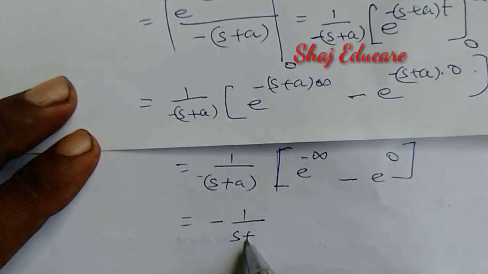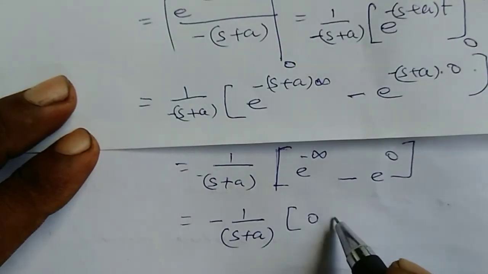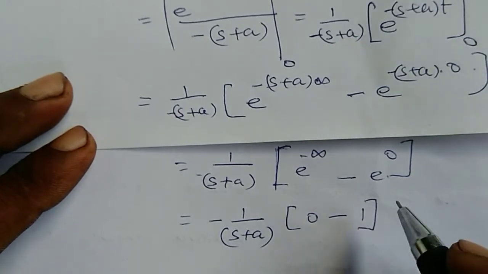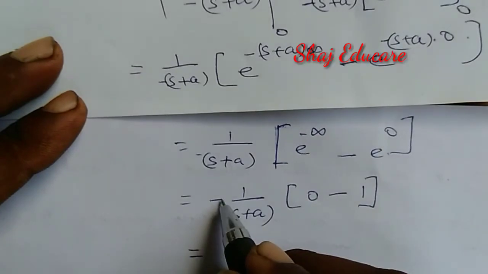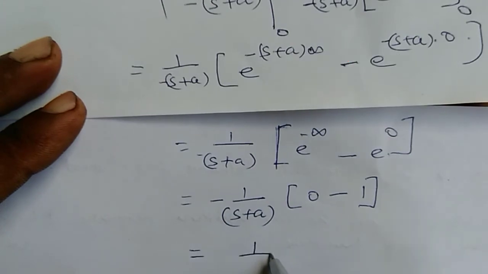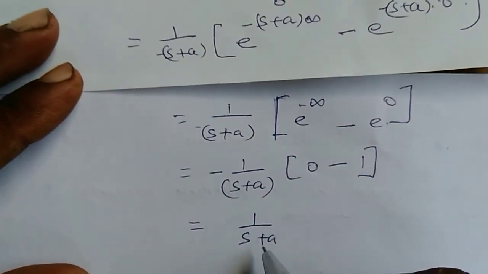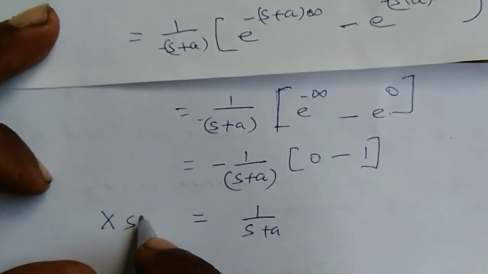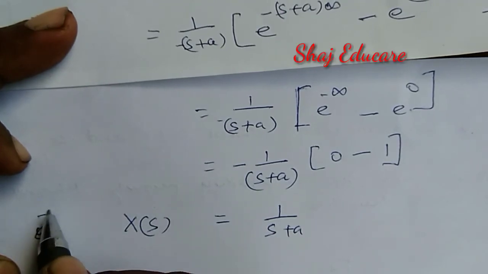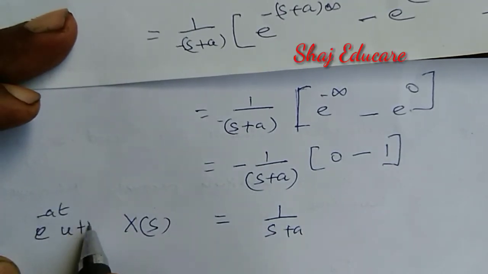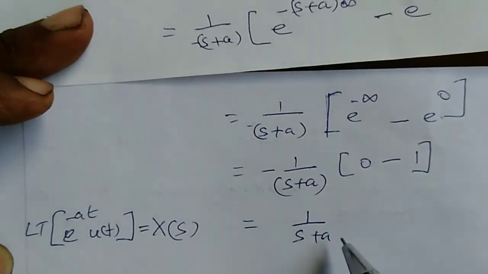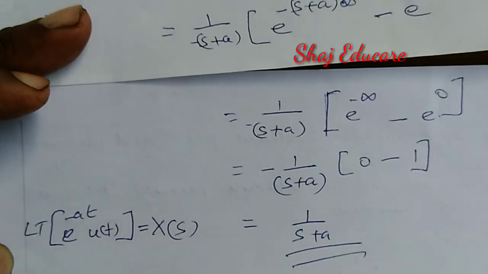So actually what we are getting is 0 minus the value of e raised to 0, which is equal to 1. Then this minus and the minus, when multiplied together, we get 1 by s plus a. That is the Laplace transform of the given signal e raised to minus at u of t. The Laplace transform of this one is X of s, that is equal to 1 by s plus a. Okay, thank you.